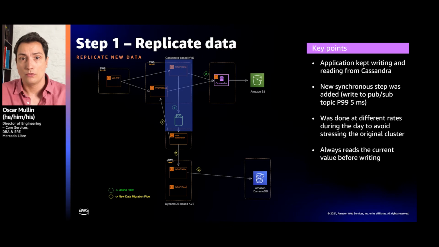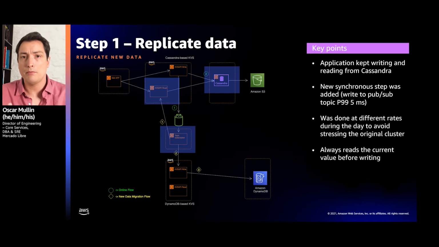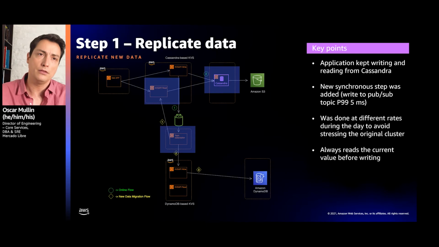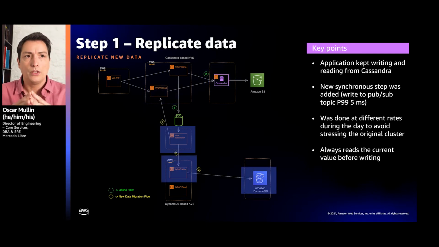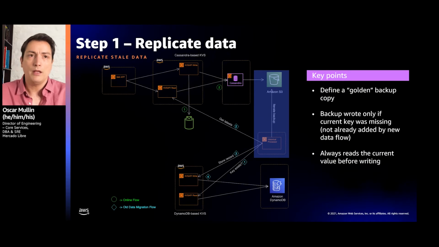So that was the first part. Every new write ended up in the topic. Then we have a subscription reading that topic that would talk with the KVS API read scope of the Cassandra-based KVS and get the latest value. And then with that value, that same subscription talks with the KVS API write scope in the DynamoDB KVS and writes the data into DynamoDB. So with that, we had all the new data coming in also going to DynamoDB.